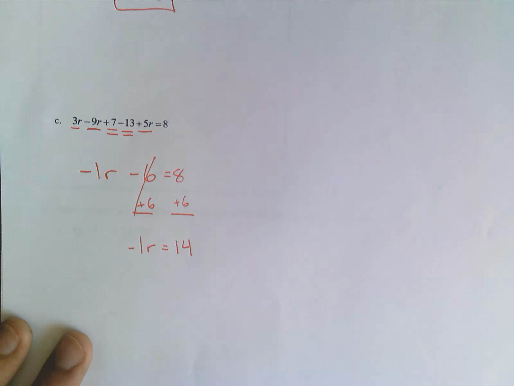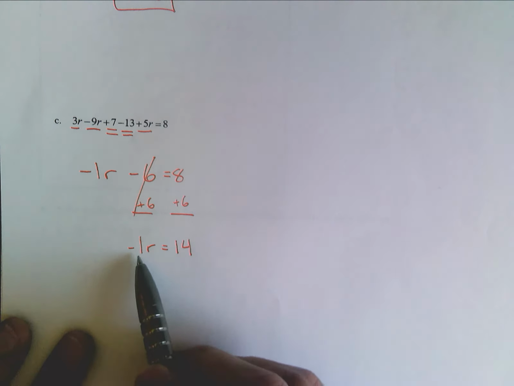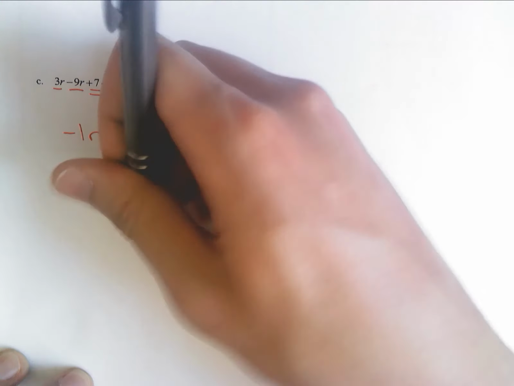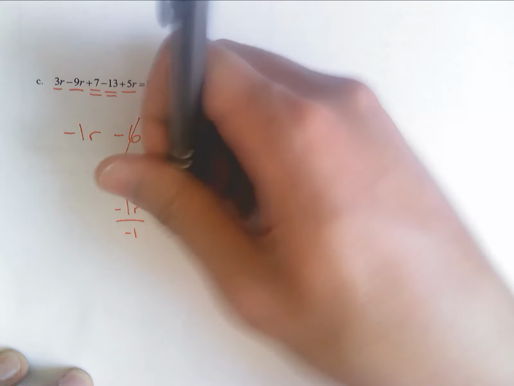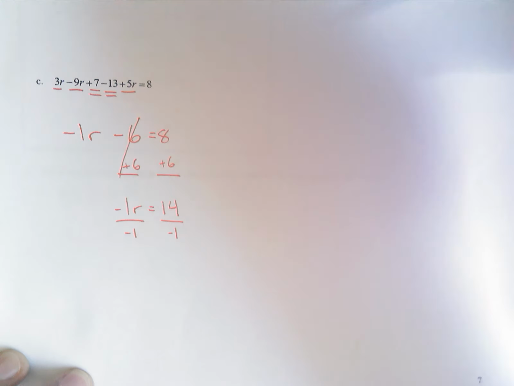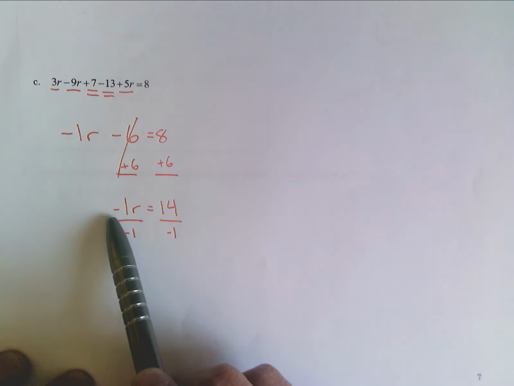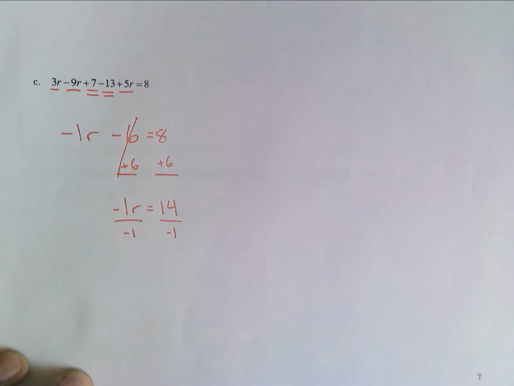Are we done? Did we get the variable by itself? Not yet. We've got a negative 1 in front of the r. So in order to get rid of that negative 1, remember this is negative 1 times r. So to get rid of this, we have to divide by negative 1. A lot of students will just divide by 1 and forget that negative. Be very careful. We want to get r just by itself. So we have to get rid of everything attached to the r, so the 1 and the negative. So we divide by negative 1.